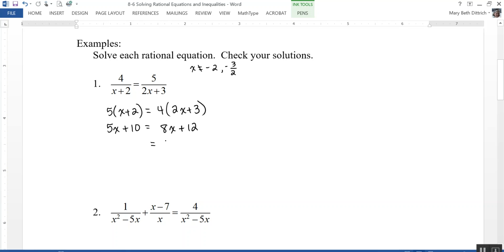Subtracting 5x from each side gives me 3x. Subtracting 12 from each side gives me a negative 2. So x is equal to negative 2/3. That was not one of my excluded values, so that's good. So let's go ahead and check that.